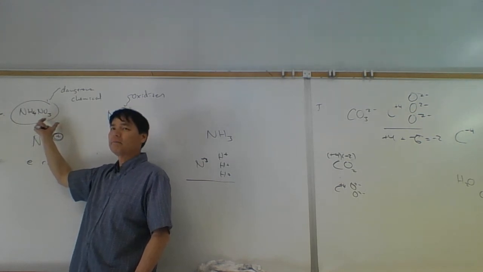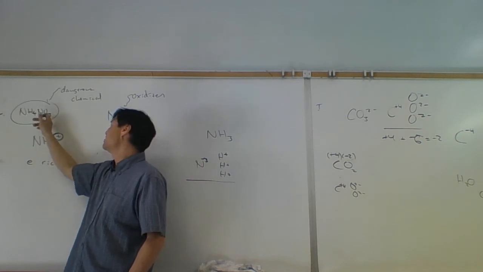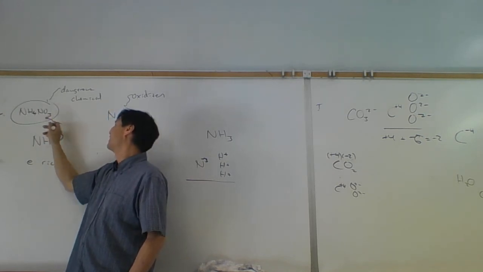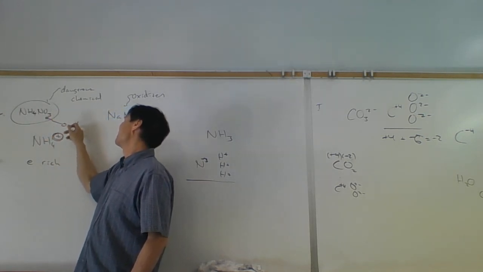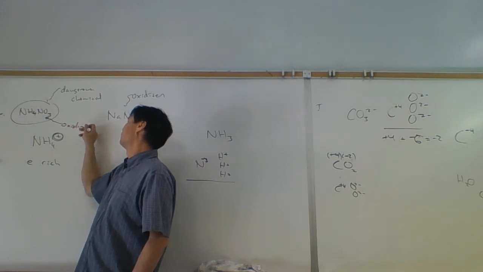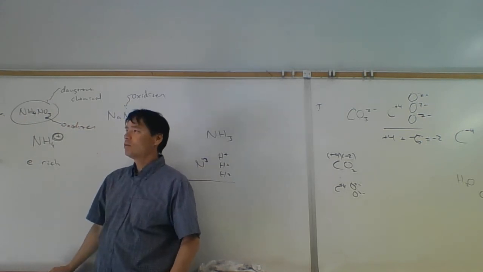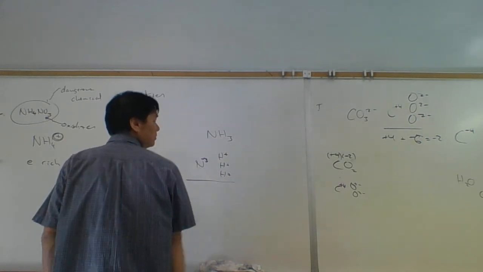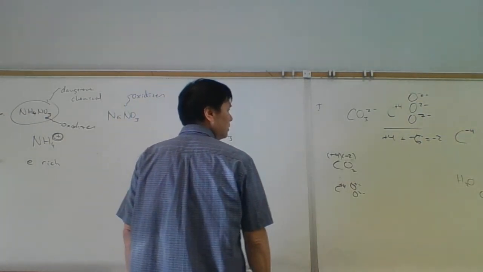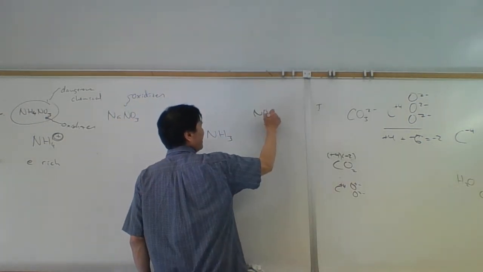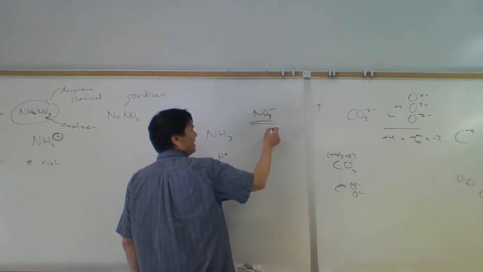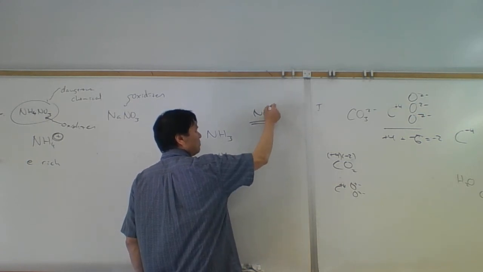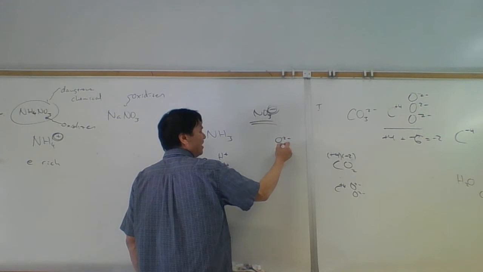Why? Ammonium nitrate is a very dangerous chemical because nitrate is an oxidizer. It's electron poor. Even though it doesn't seem electron poor, it's electron poor. Did I already do a nitrate? Did we do nitrate? I guess not. Nitrate, is that really electron poor? Yes, it is. Oxygen's happy.